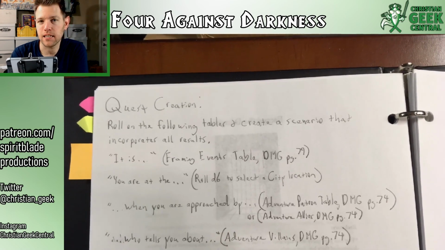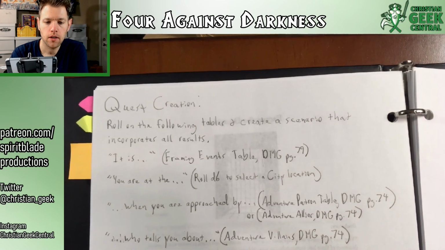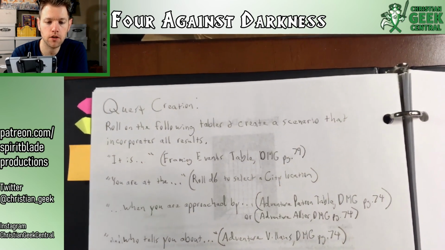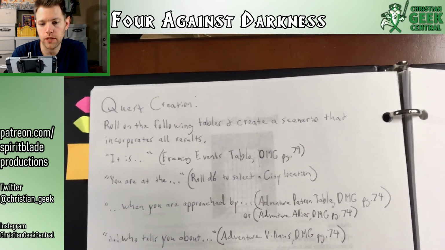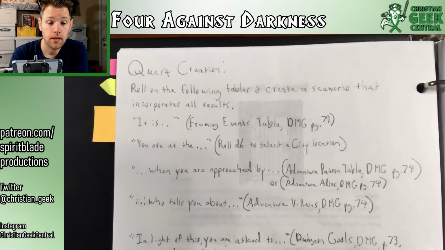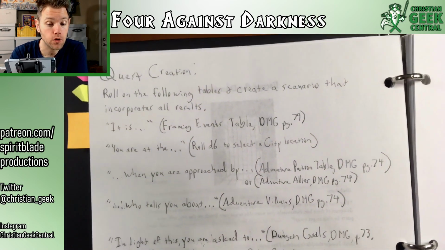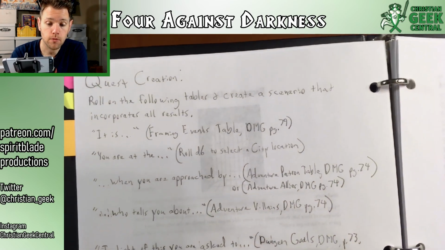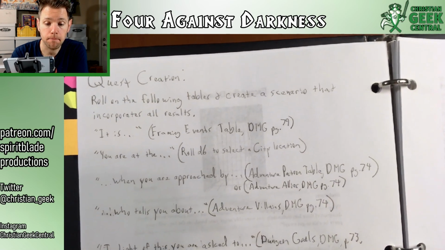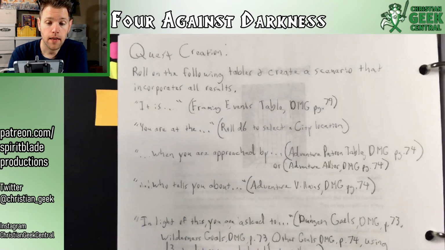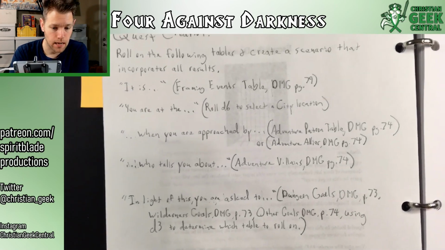So I have these sentences that I've started. It is, and then I roll on the framing events table, which is the Dungeon Master's Guide, page 79. You are at the, it's on the same page. I roll a D6 and I select a city location. Then when you are approached by, and then I roll on the adventure patron table of the Dungeon Master's Guide, or the adventure allies table, and then who tells you about, and then I roll on the adventure villains table.